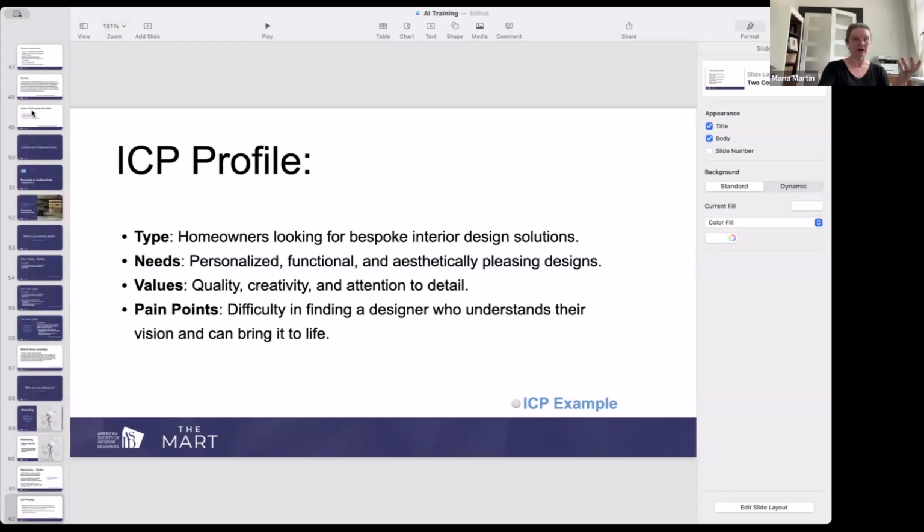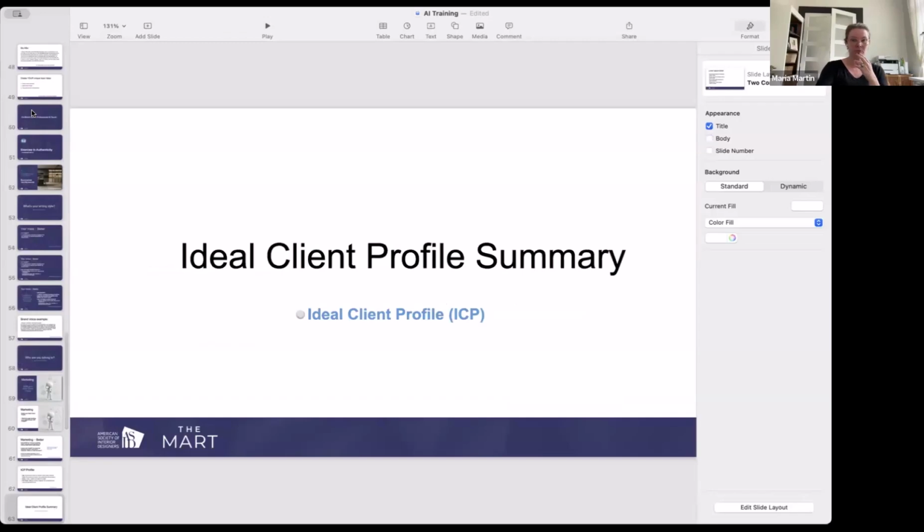So once you have that ideal client profile summary, it'll look like this. It'll have the type, the needs, the values, and its pain points. And just like you had the brand voice summary, you'll have your ideal client profile. Save it, keep it together. And then this is the knowledge base that you're going to want any ChatGPT prompts to have in its pocket, so that you're working within a customized version of these AI platforms.